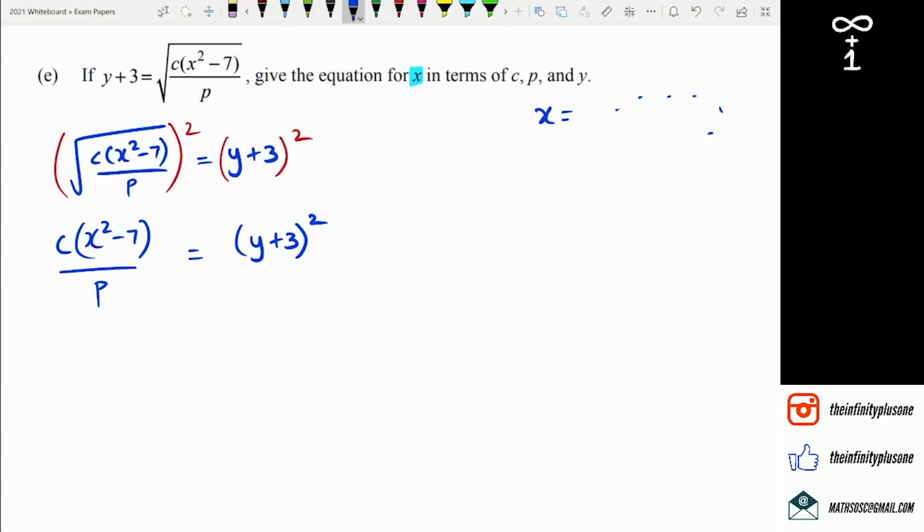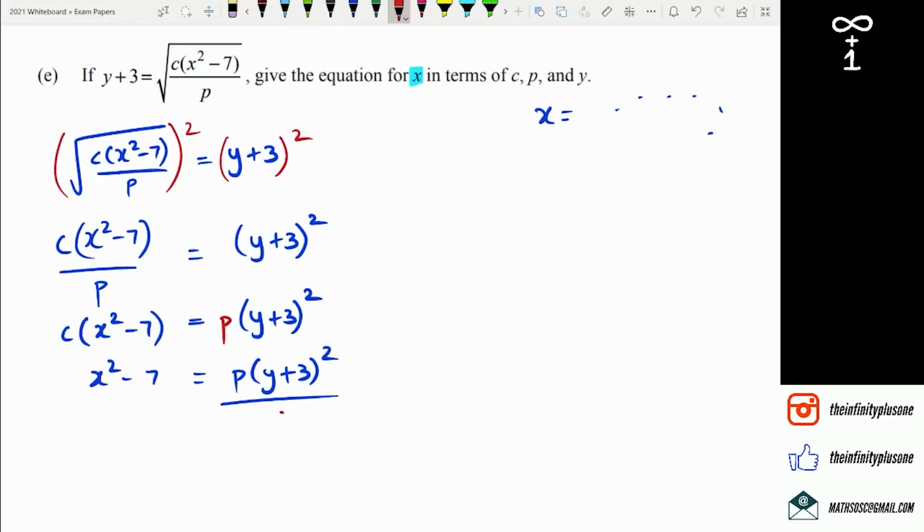Next, I need to cross multiply the p, so I'm taking the p across. So this is going to be c times x squared minus 7 equals p multiplied by y plus 3 squared. Next, I need to get rid of the c. So the c, when it goes to the other side, it becomes divide. And again, I'm not expanding that numerator at all. I'm just leaving it as it is. Next, I need to get rid of the 7. So I've got x squared is equal to p times y plus 3 squared over c, minus 7.